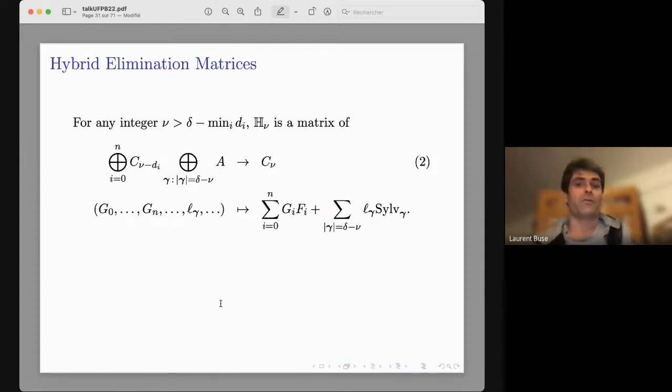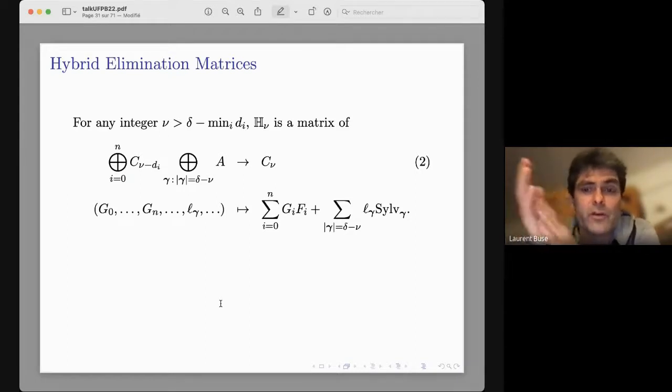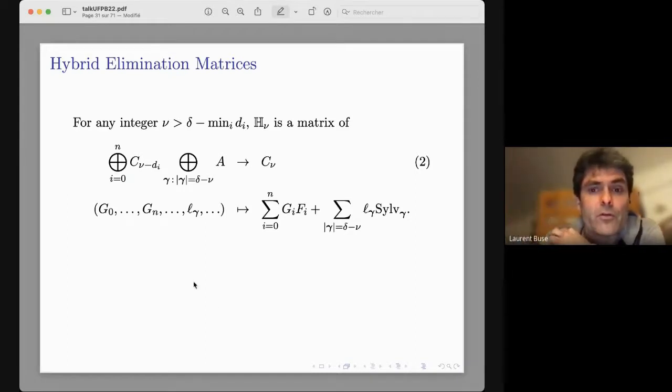Okay, so from there you can build new matrices. They are known as the hybrid elimination matrices. So what you do is just you start from the Macaulay matrices we had before, which correspond to this component. So this is the Macaulay component. You see I have this component.